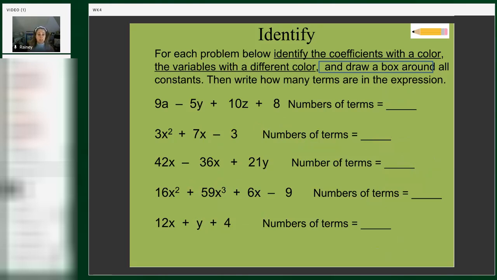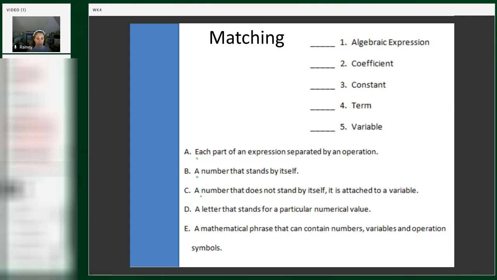Next up, we're going to need our colored pencils. Make sure you have your colored pencils. Let's see what we're going to do. It says, for each problem below, identify the coefficients with a color. Let's figure out what we want to use. I'm going to use yellow. A variable is a letter that stands for a particular number value. An expression is a mathematical phrase that can contain numbers, variables, and operation symbols. Good job. Excellent.